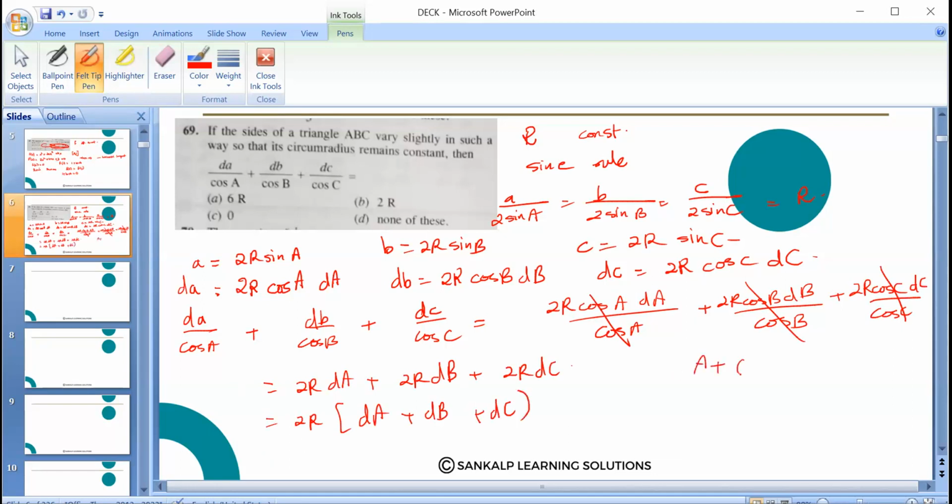You know that A plus B plus C angles is 180 degrees. Derivative of A plus derivative of B plus derivative of C is 0. So this answer also we will get 0. That means option C is correct.